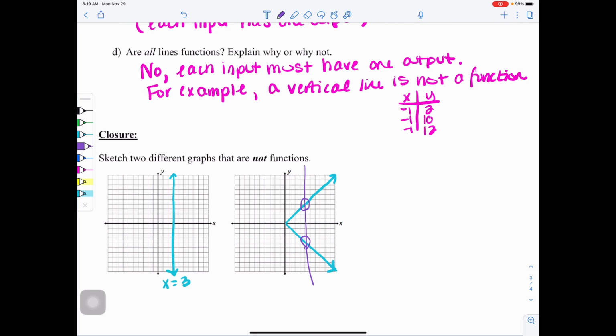Check your examples, see if you think you've created non-functions. If you'd also like to add mine to your picture so you have a couple more examples of non-functions, that would be a great idea. And that concludes your lesson on functions.